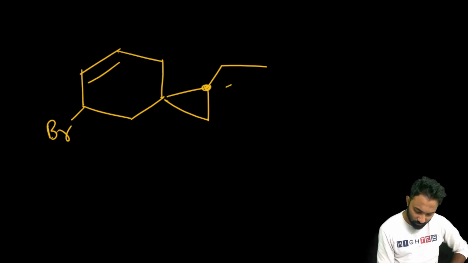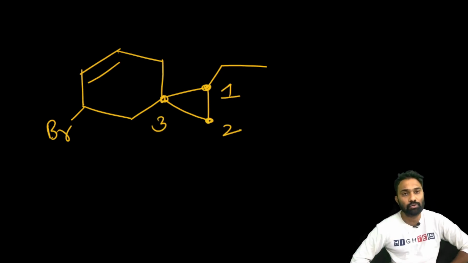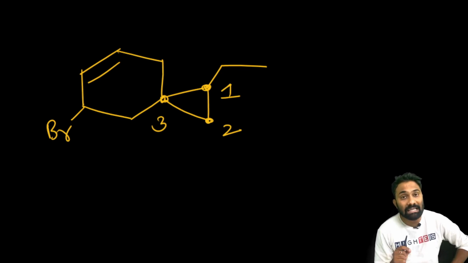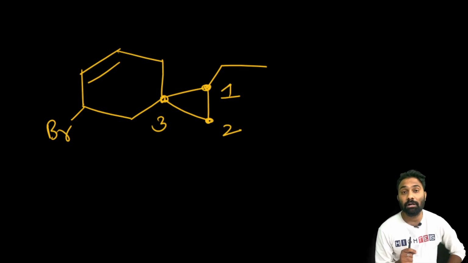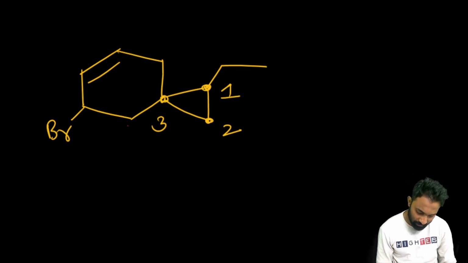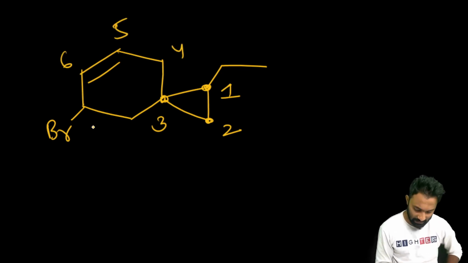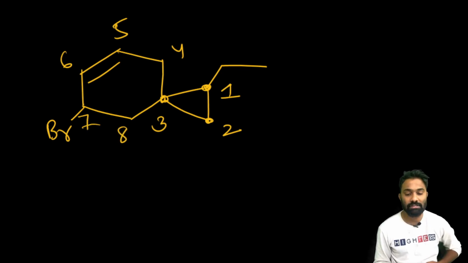Here this is 1, this is 2, and this is 3. Here you will get confused about choosing the numbering. Then you have to choose the numbering in such a way that the alkene, the double bond, should get the least number. If you go from here, 4, 5, 6, 7, and here it is 8. Then here it is getting 6 and 7. But if you go from here, 4, 5 and 6, here it is getting 5 and 6. And here it is 7, and here it is 8. Now this is the correct numbering.